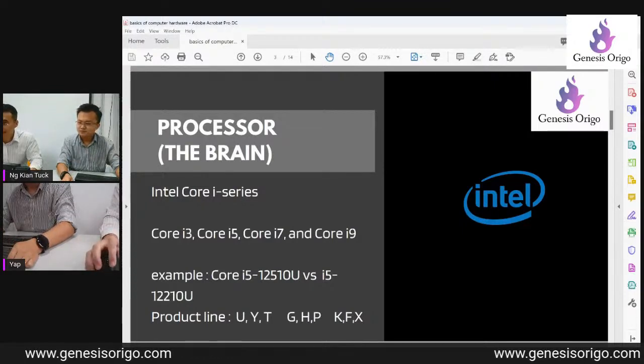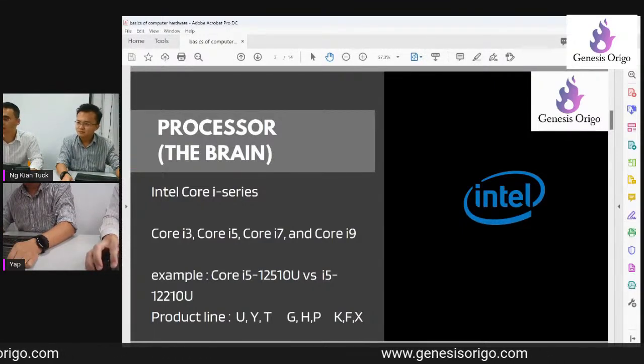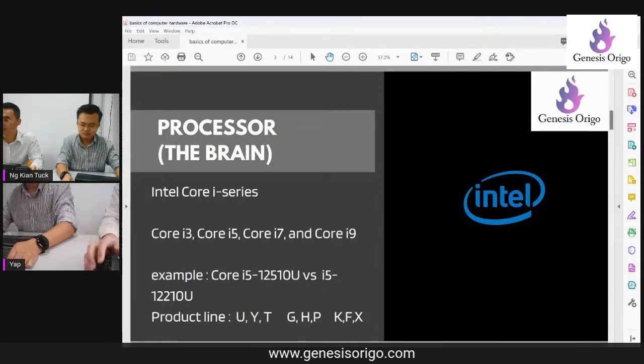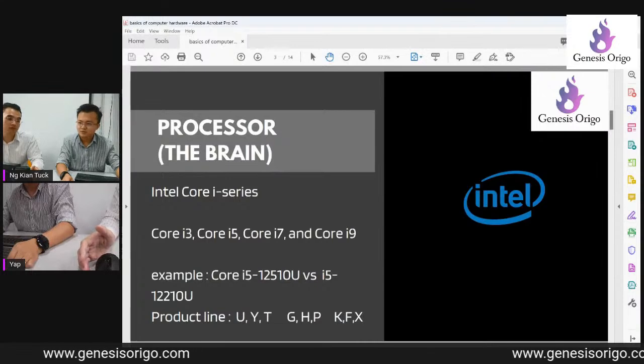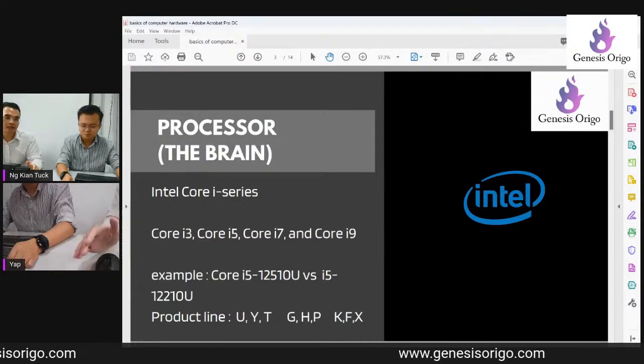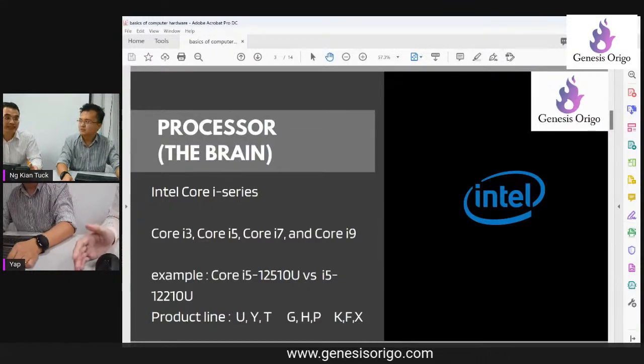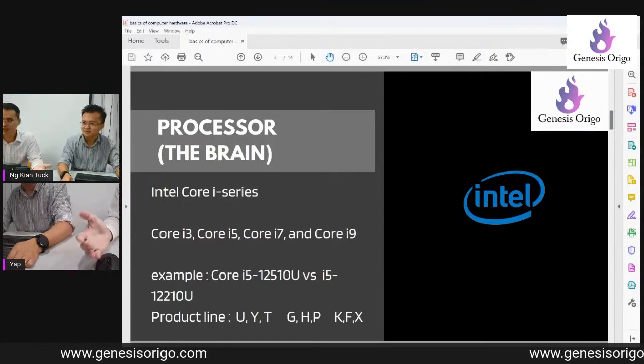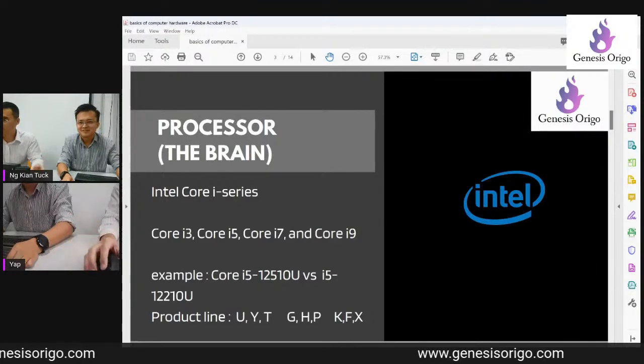Now, how to read this? Actually, it is called i5, which is the family. 12 means generation number 12. At the moment, the latest generation we have is generation 13. So this 12 is quite new. It's very new then. Okay, generation 12.